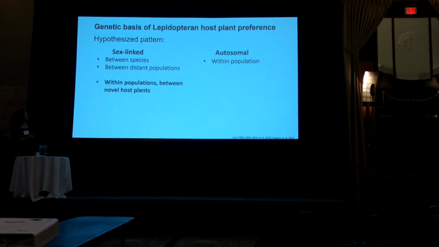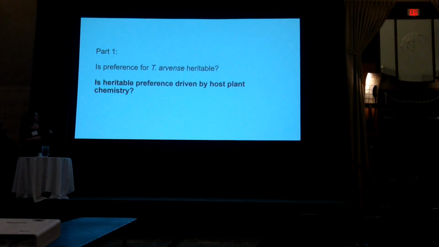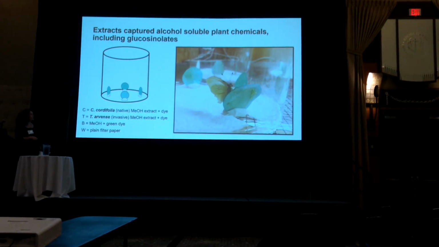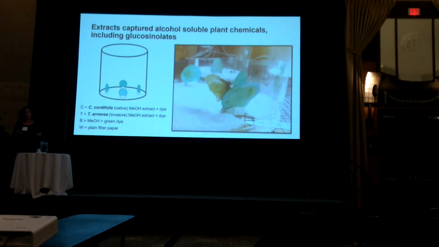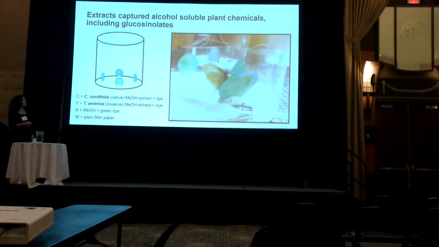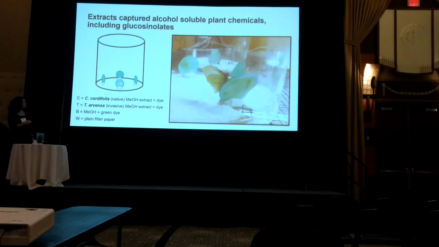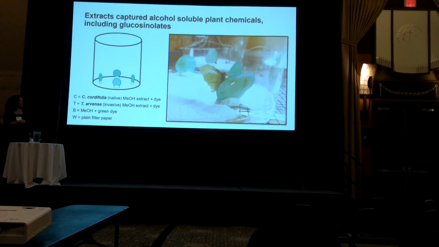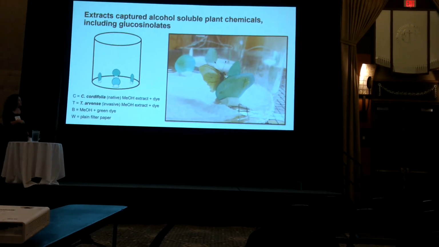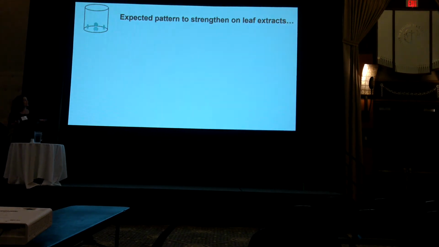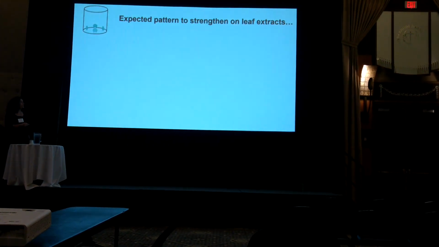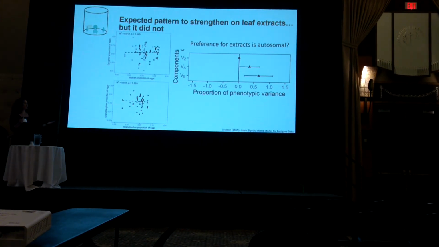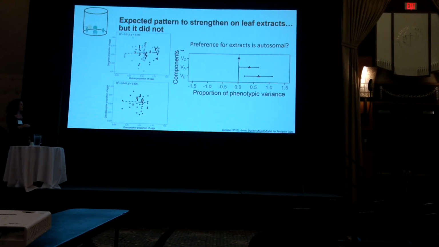Our second question: is heritable preference driven by host plant chemistry? We tested on these chemical extracts, which were created in a way that is commonly used to extract glucosinolates from host plant leaves, and then those extracts were applied to filter paper discs. Just to show you, the butterflies do in fact respond to these extracts, laying eggs here over the filter paper disc. And like I said, we expected the pattern to strengthen on extracts. However, it did not. Not only did it not strengthen, but the trends, which are non-significant here, are not at all related to what we saw before.